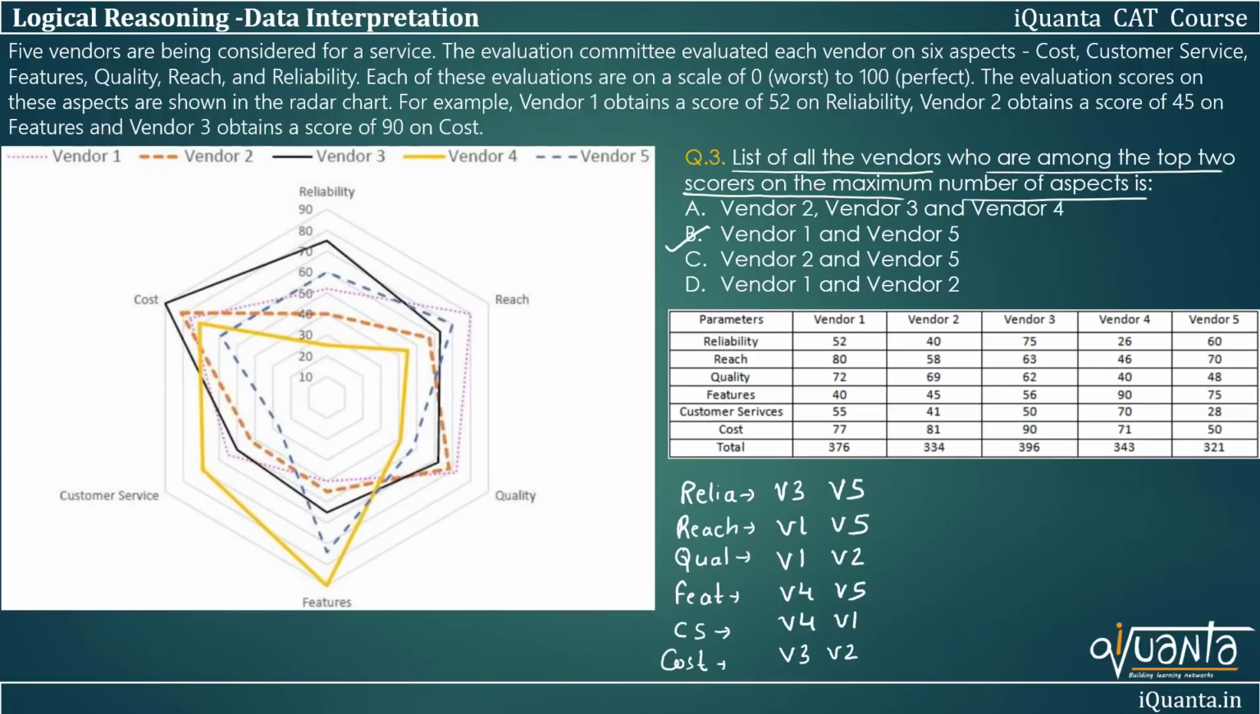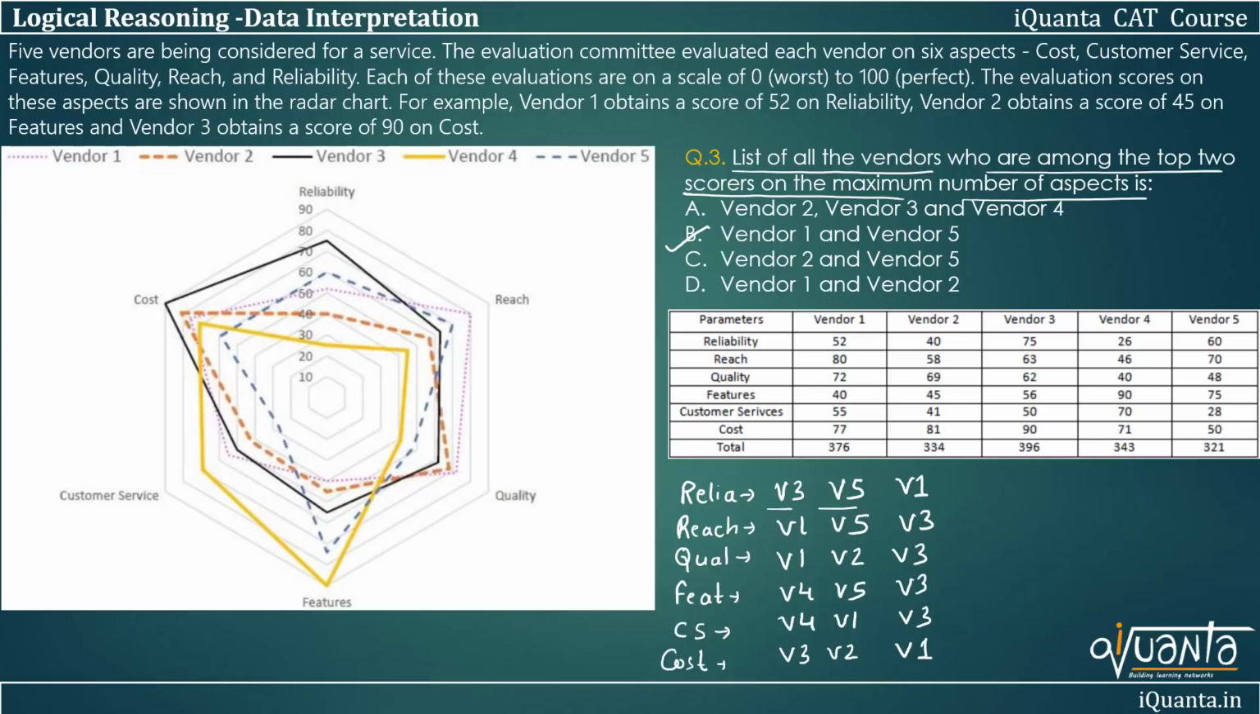So in reliability we have the top 2 here. Next will be vendor 5 had a score of 60. Just below 60 we have vendor 1. So let us write vendor 1 over here. In reach it will be vendor 3. In quality it will be vendor 3 again. In features it will be vendor 3 again. In customer services as well we'll have vendor 3. In cost it will be vendor 1.